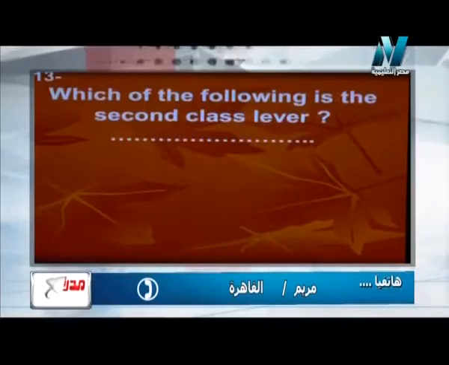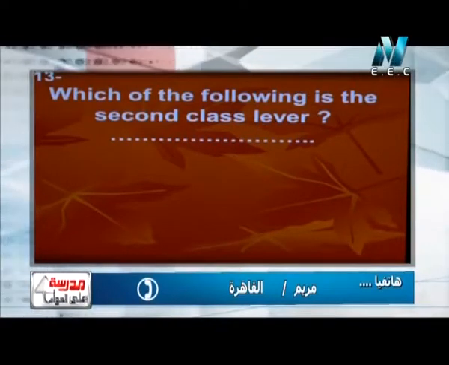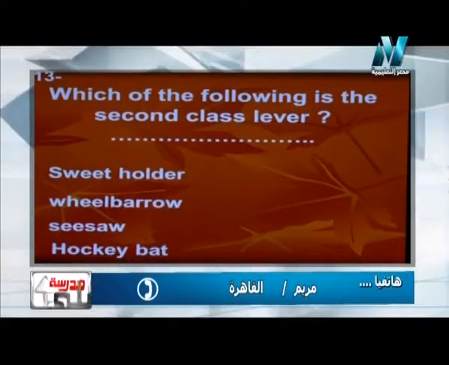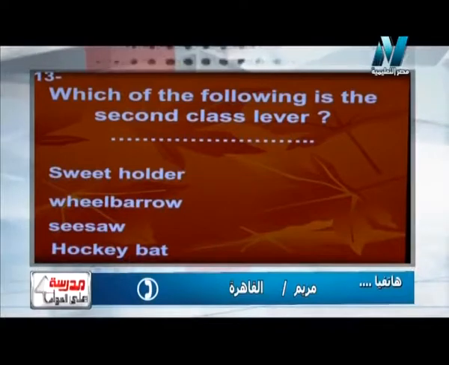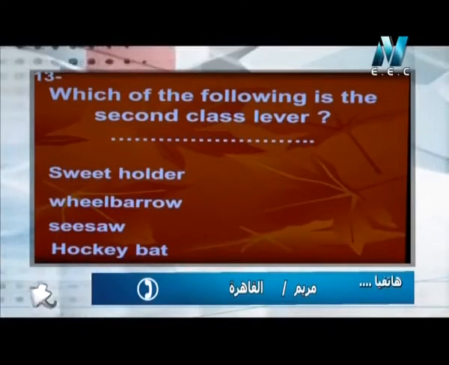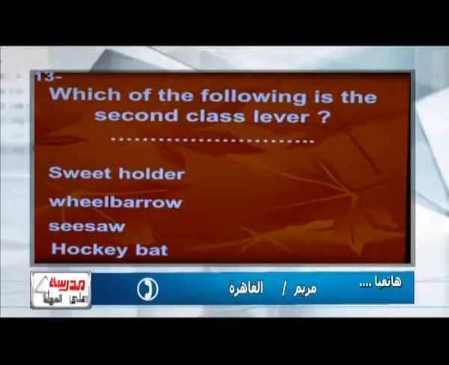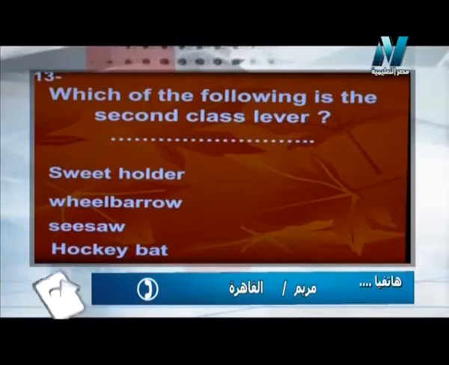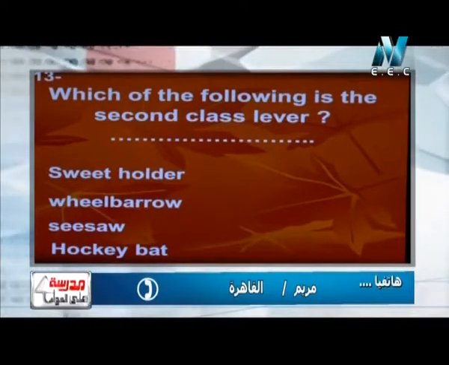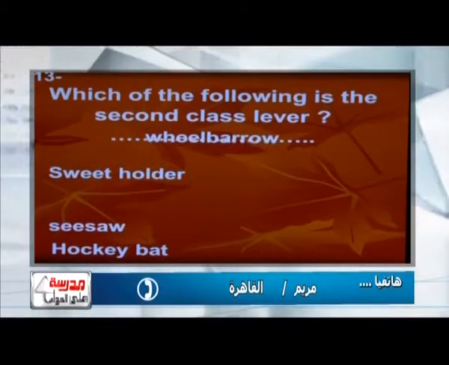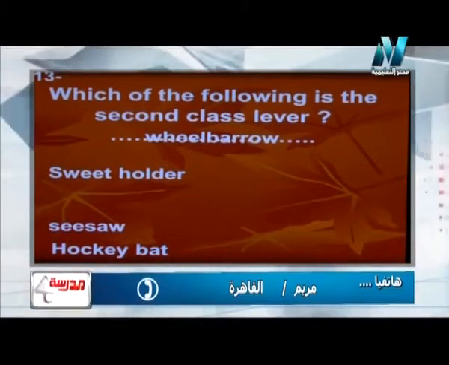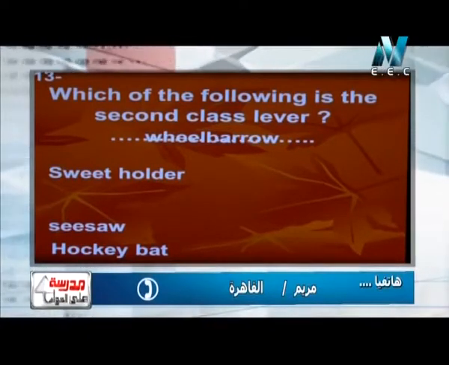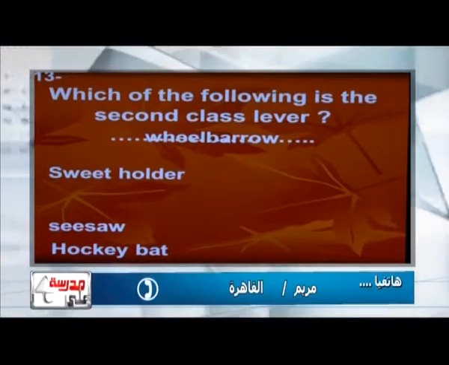Another question, Mariam. Which of the following is the second class lever? Sweet holder, wheelbarrow, seesaw, or hockey bat. Wheelbarrow. Excellent, Mariam. It is the second class lever. Sweet holder is a third class lever. Seesaw is a first class lever. The hockey bat is a third class lever.